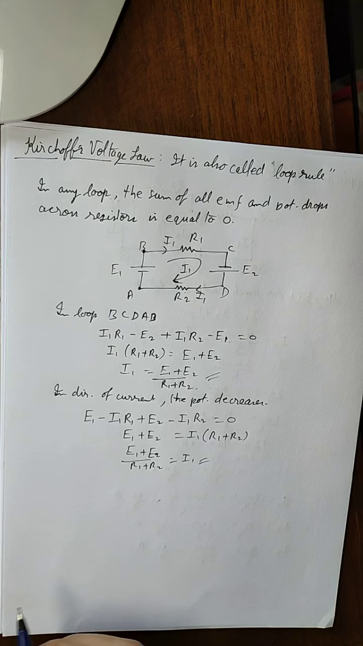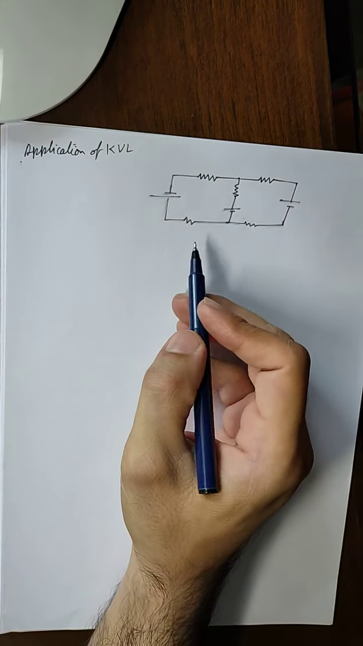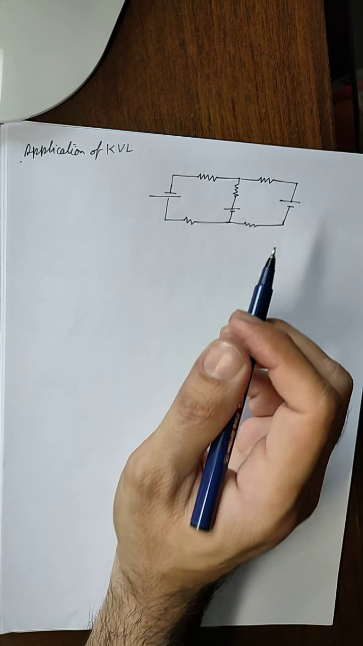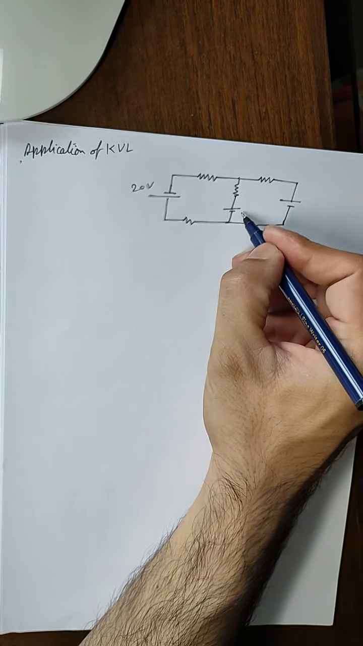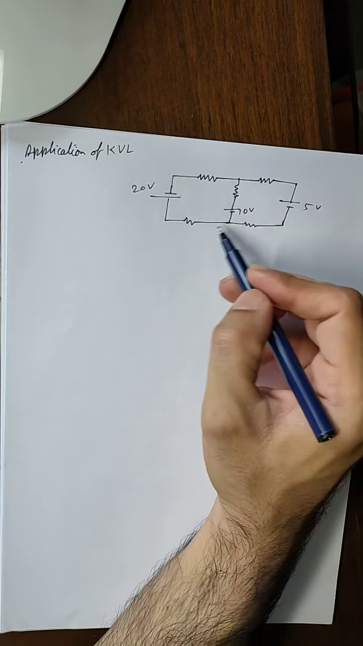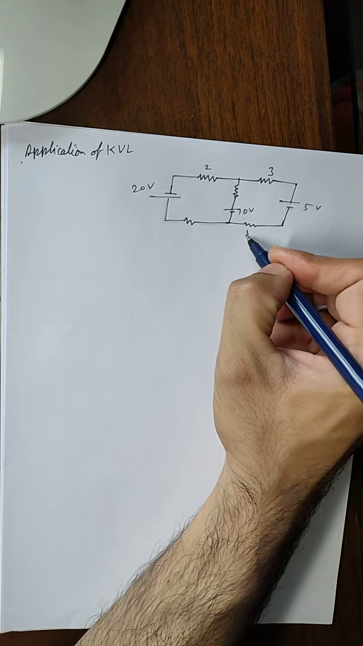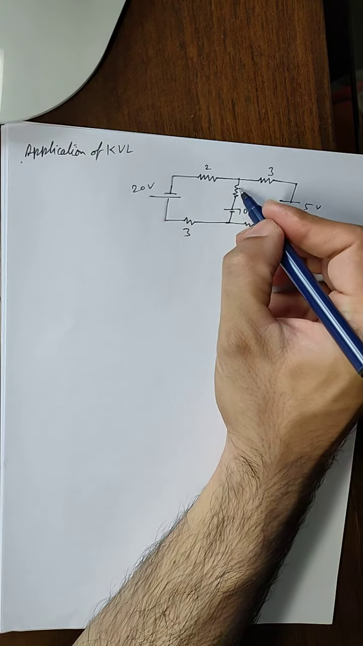So now we will study how to apply Kirchhoff's voltage law. I'll take an example. Let us say this circuit is given to us in which three batteries are connected this way: this is a 20 volt battery, this is a 10 volt battery, and this is 5 volt. There are also these resistors connected: this is a 2 ohm resistor, this is 3 ohm, this is 5 ohm, this is 3 ohm, and this is a 4 ohm resistor.